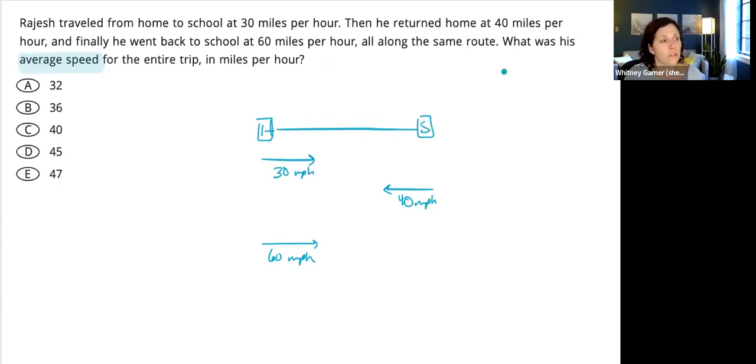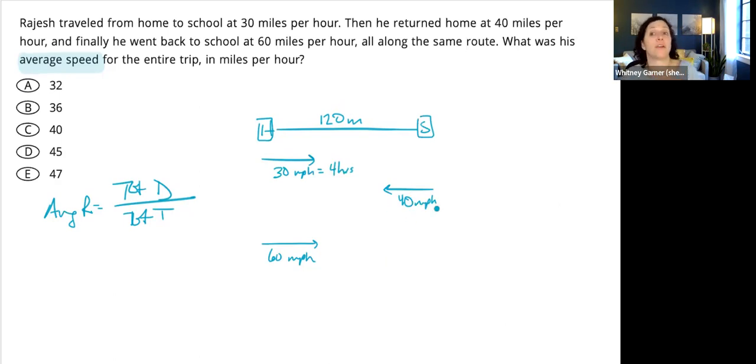I need to use my average rate equals total distance over total time. And they didn't give me a distance. And so I'm going to find something that's divisible by 30, 40, and 60. So Rajesh lives 120 miles from school. Maybe this was on different days, right, that he's traveling. So on the first day, 30 miles per hour, that's 4 hours. At 40 miles per hour, he's doing 40, 80, 120. That's 3 hours. And on the final day, at 60 miles per hour, it just takes 2 hours.